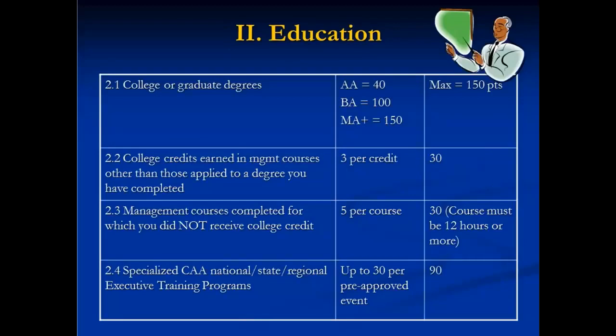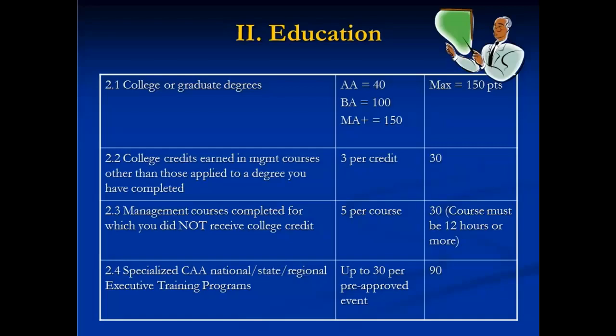Those can accumulate. So if you have 2 bachelor's degrees, you see it won't equal 200 points because the maximum for the whole category is 150. So if you have an associate degree and a bachelor's degree, it's 140. If you have a bachelor's and a master's, it stops at 150. Okay? Second, for college credits earned in management courses other than those applied to a degree you have completed.